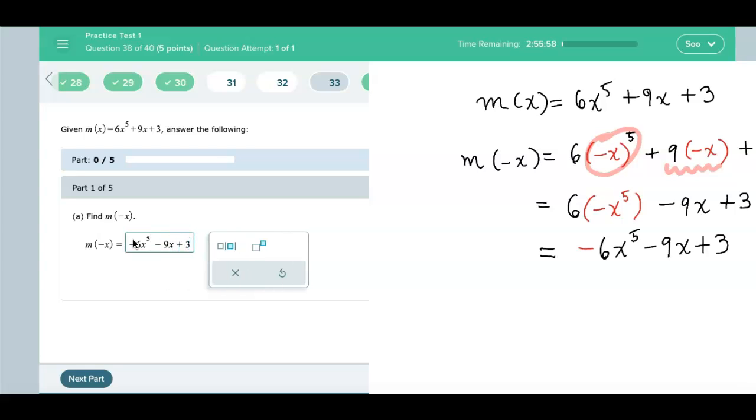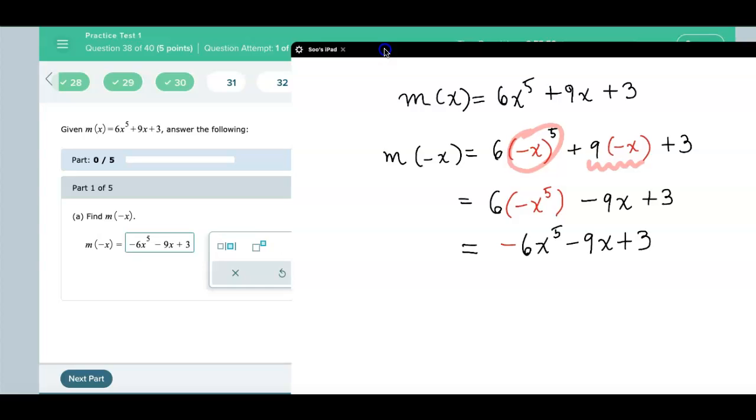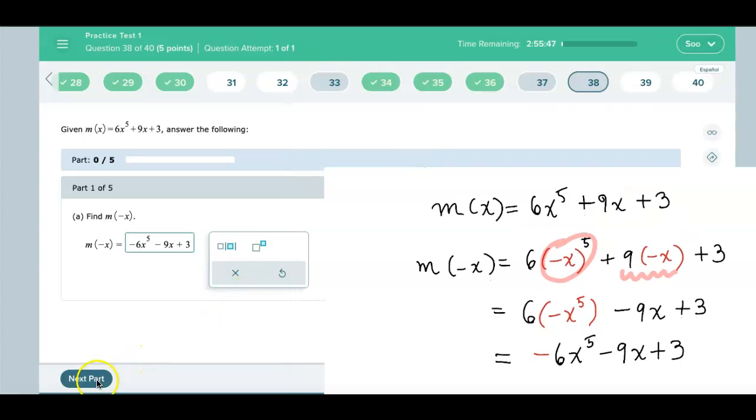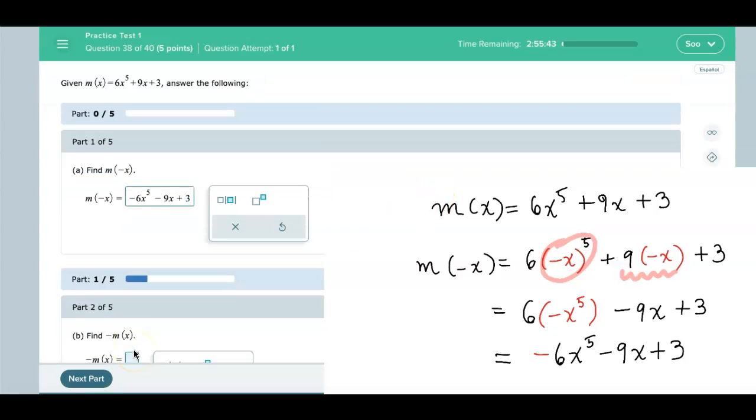So how to do part 1 was you plug in negative x, you simplify the signs very carefully, and then that is how you find an m of negative x. Next part. What are they asking next?